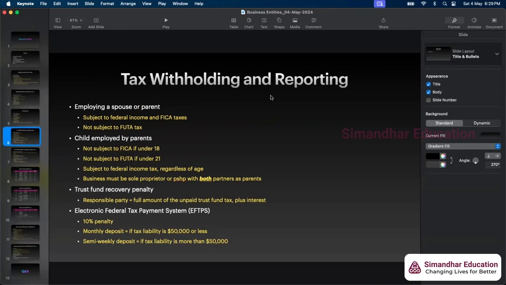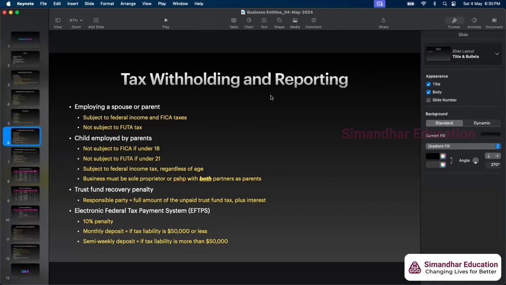So while you were explaining that this is subject to federal employment tax regardless of age, FICA is under 18 and FUTA is under 21. So regardless of this employment, the child labor law is applicable here, right? Employees under 18 are not allowed to work in hazardous workplaces, and under 15, whatever the child labor law is in the US, that is applicable here, right?